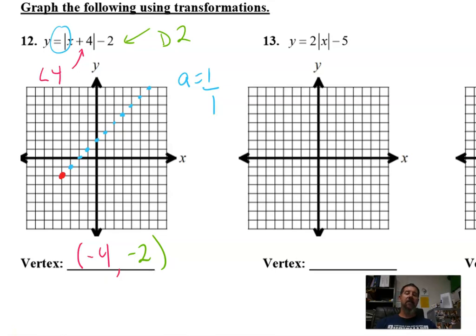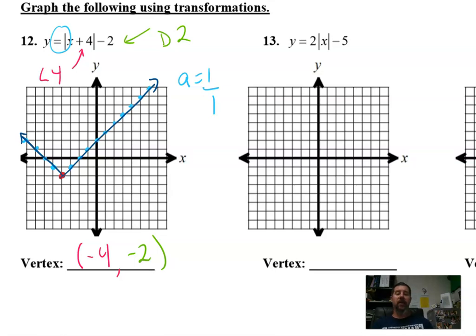Again, I'm going to stop at that vertex point, though, because I don't want to go the other direction. When I go to do the other side of my V, I need to use the same slope, but I have to go to the left. So now I'm going to go up 1, left 1, up 1, left 1 to create this V pattern. Once I have my dots, then I can go ahead and draw it in and draw my arrows. And this graph would look something like that.